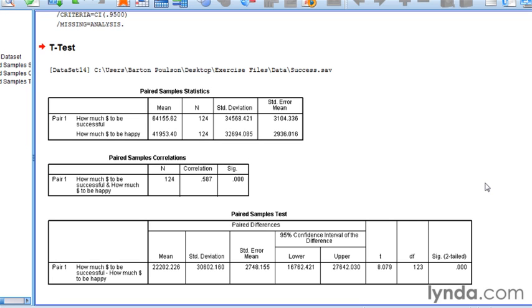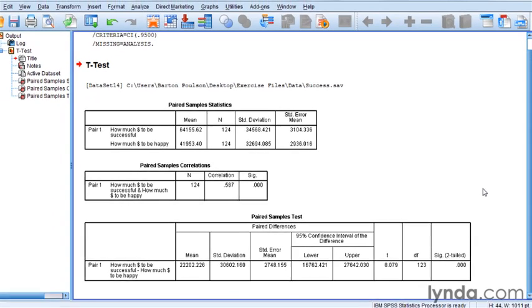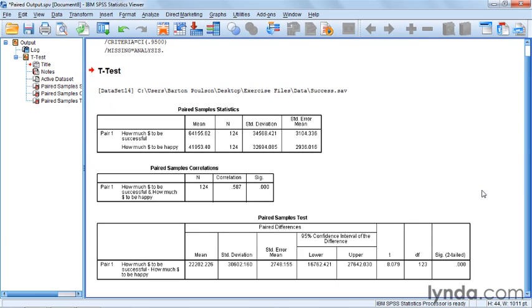On the other hand, looking up at the top table, where the first mean was 64,000 and the second mean was 42,000, we can see there is a big difference of $22,000 between what people believe you need to make to be successful and what you need to be happy. And so this example shows another variation on the procedures that SPSS gives you to compare means. Only this time, it compares means on two different variables for a single group of people.